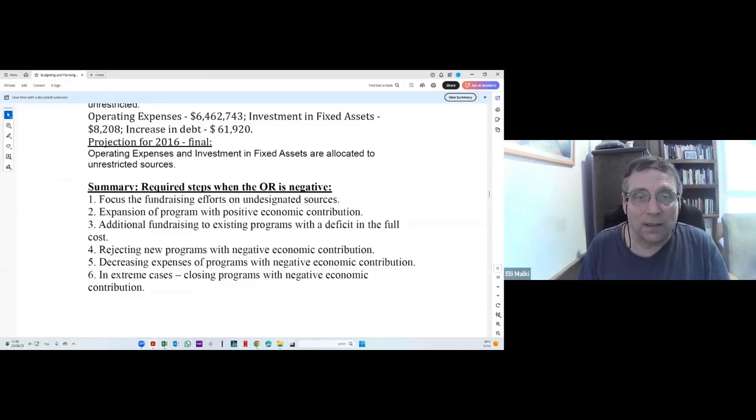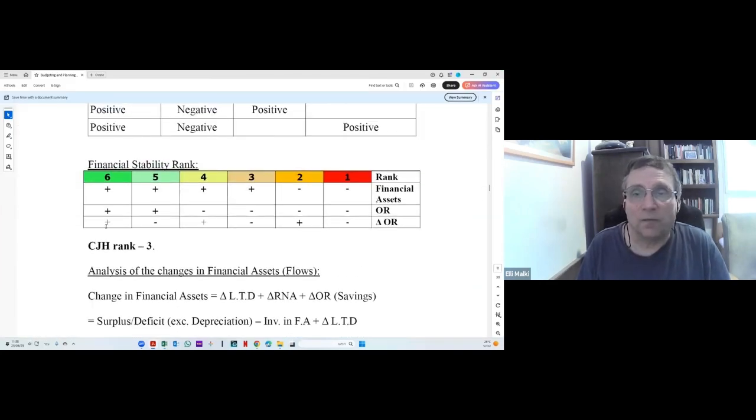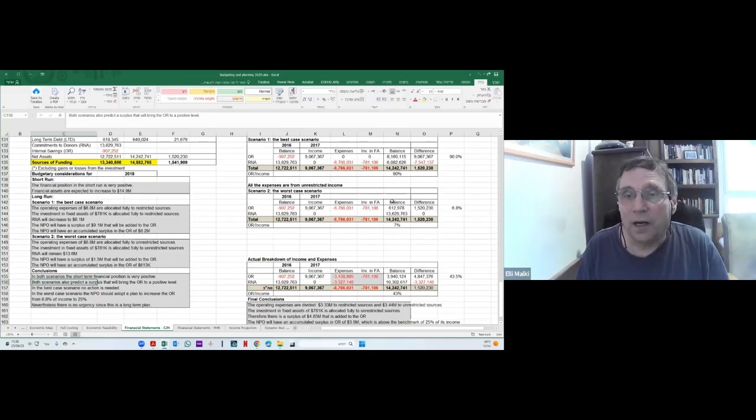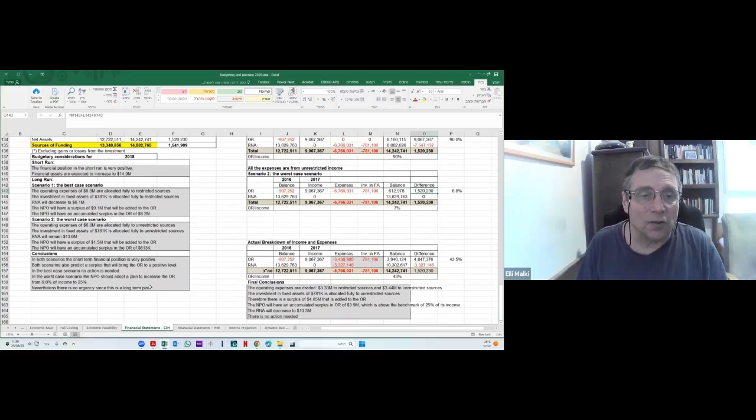Why in 6? Let's look at 6. Positive, positive, and positive change. So in both scenarios, we obviously have positive financial assets, positive operating reserve, at a different level but positive, and also positive change. So both scenarios are in 6.